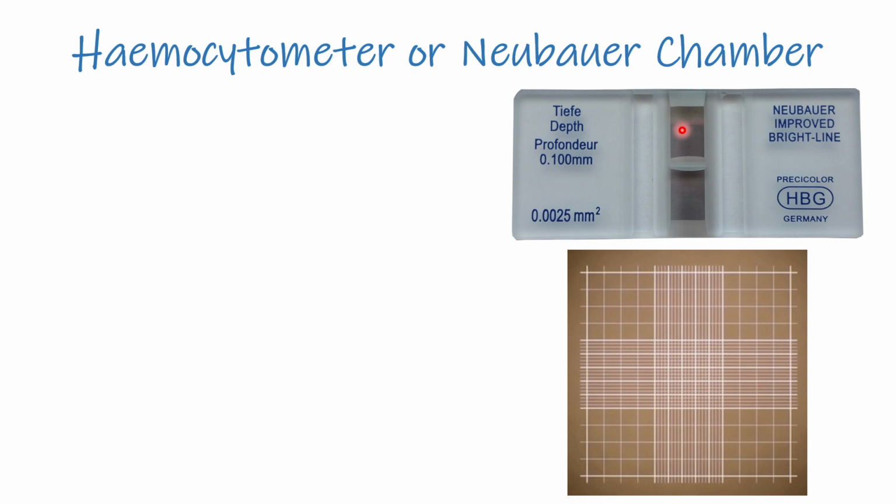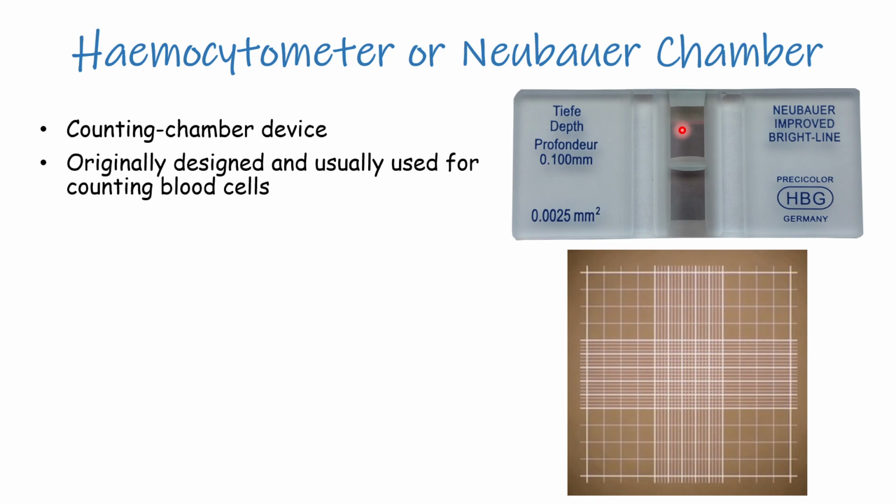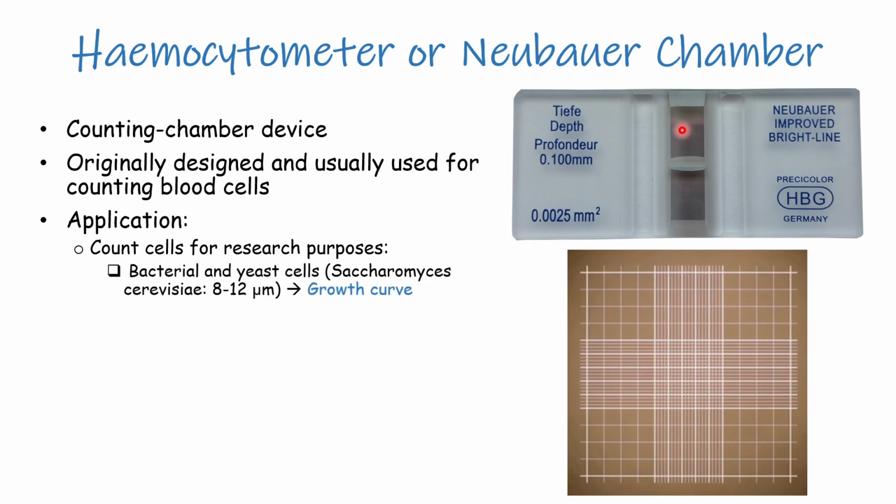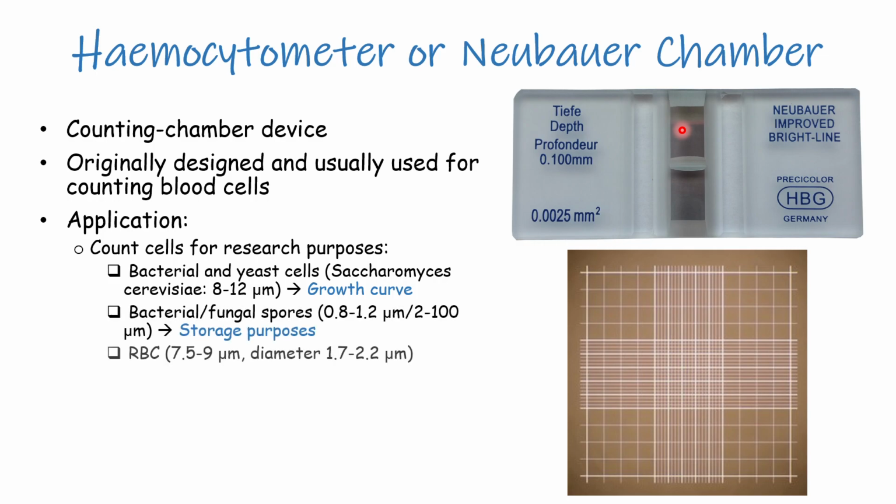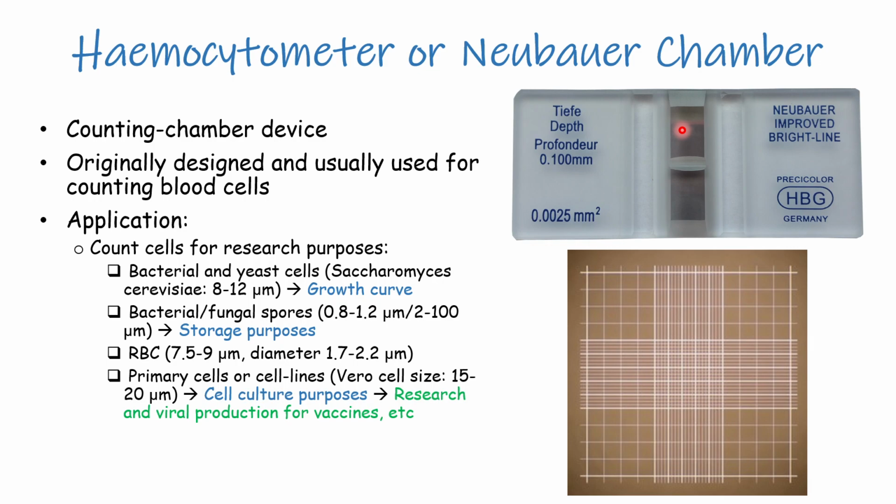So, as I've said before, as we've covered before, the haemocytometer is basically a counting chamber device. It's used originally for counting blood cells, but nowadays we have been using them for counting more types of cells, and all of them are usually research related. And as we've covered before, the types of cells that we can count are bacterial and yeast cells, bacterial and fungal spores, red blood cells, and other types of blood cells in our blood sample, and also for cell culture purposes, the primary cells and the cell lines.